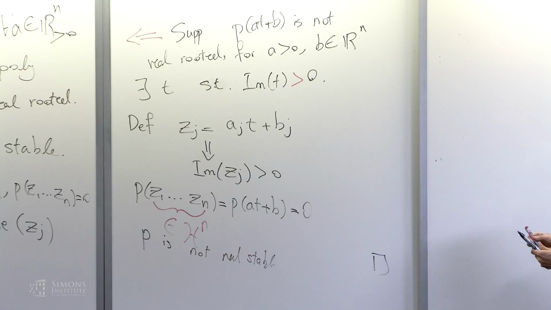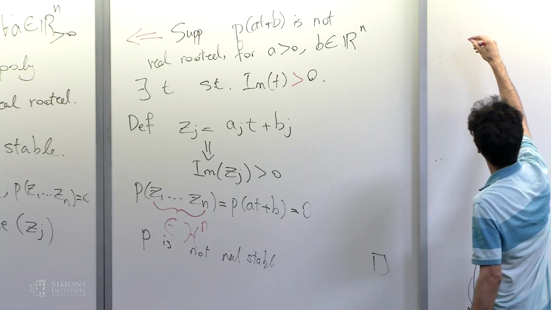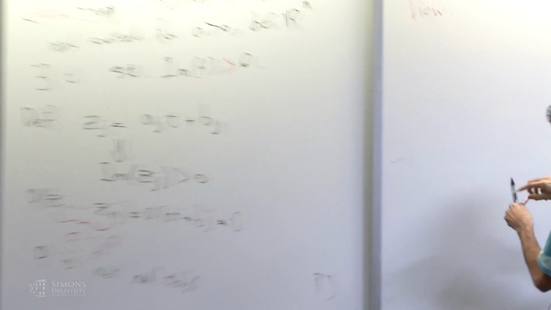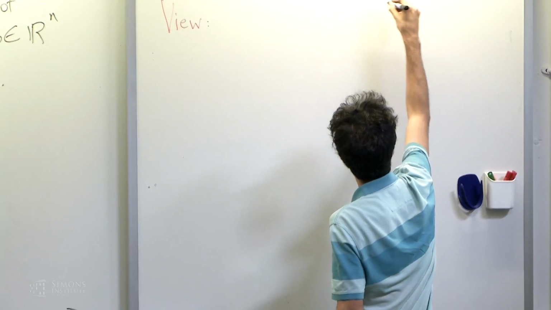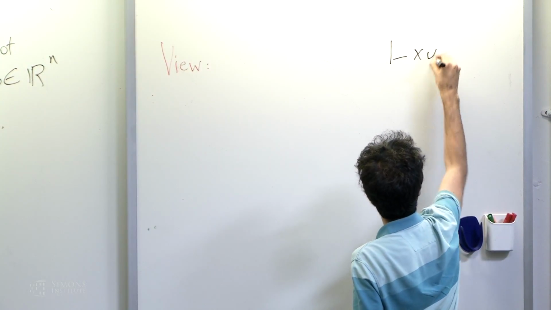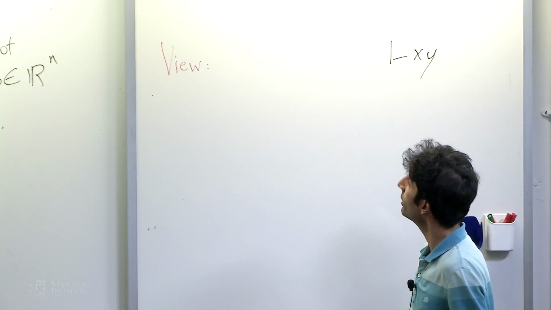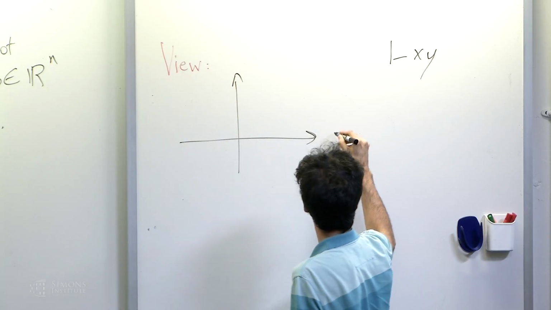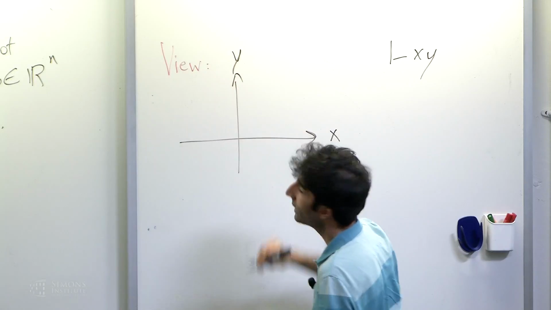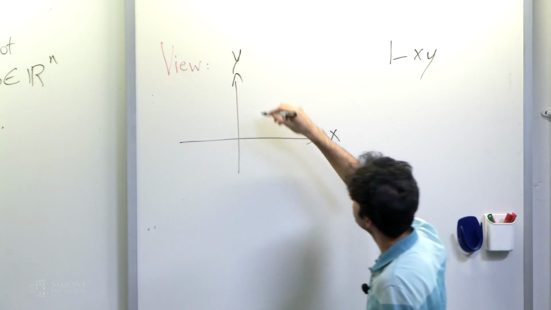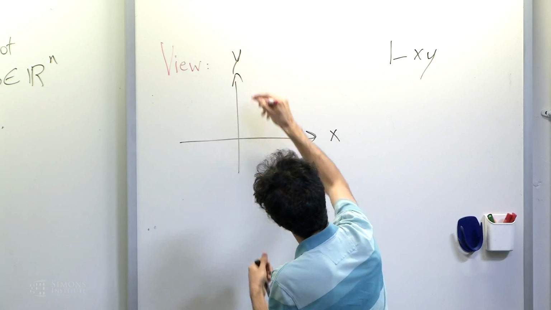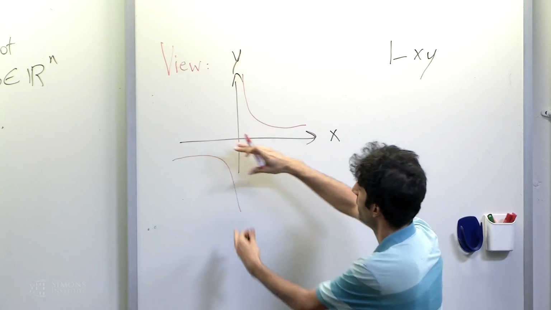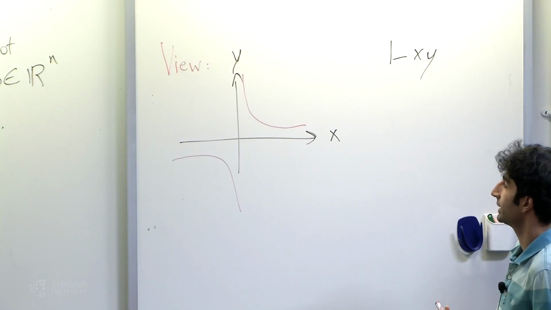Okay, so let me give another view of this proof. Let me describe an example. Consider this polynomial 1 minus xy. This is a bivariate polynomial. Let me draw its roots in R2. So let's say this is the x line, this is the y line. If you draw the roots of this, you see exactly this picture. These two curves would be tangent to the x and y lines.